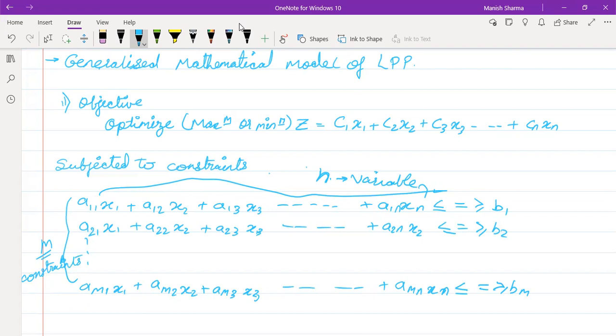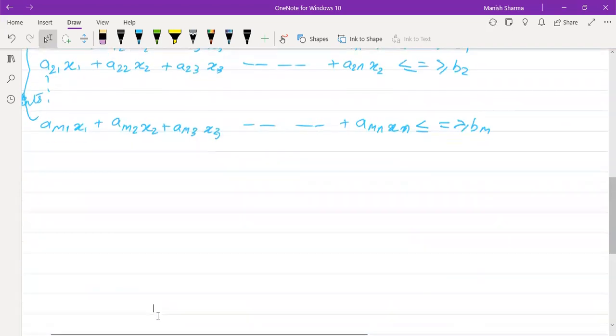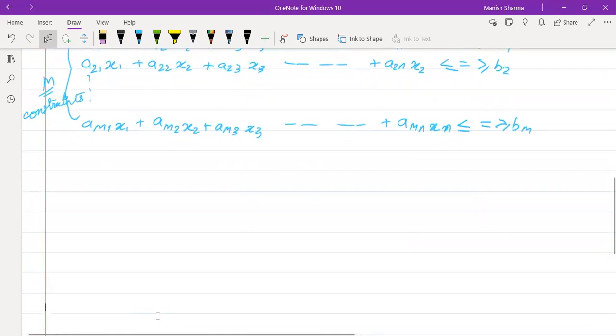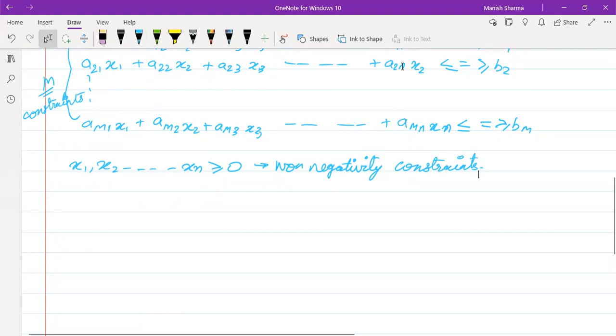Other than this, they are also subject to x1, x2, up to xn always being greater than or equal to 0. This is called the non-negativity constraint. Now, why is this used? I think we'll be ending this session now. After this session, we'll continue again tomorrow.